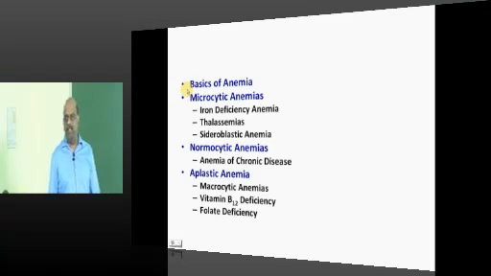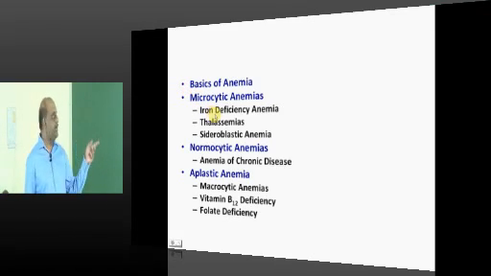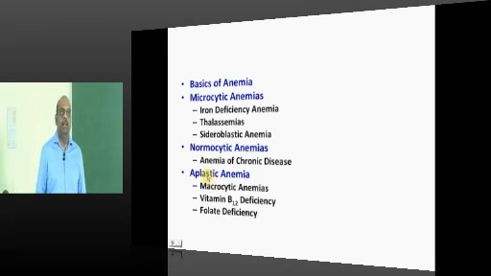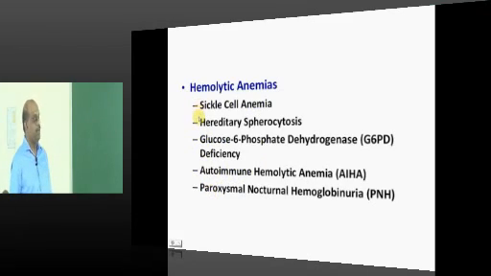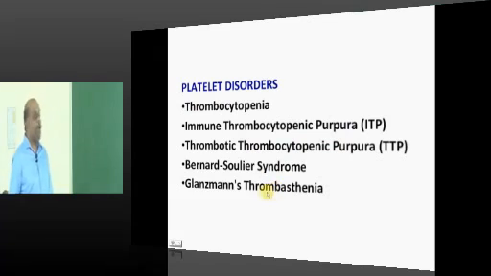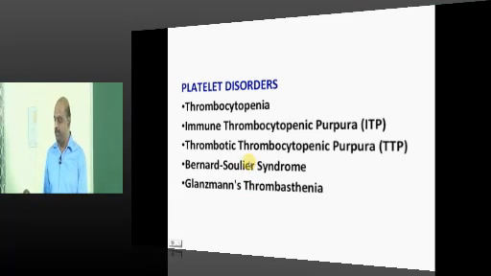We are going to review the basics of anemia, then microcytic anemias, normocytic anemias and aplastic anemia, then macrocytic anemias, hemolytic anemias. In that we will be reviewing sickle cell, hereditary spherocytosis, G6PD deficiency, autoimmune hemolytic anemia and PNH. Then we have the platelet disorders after RBCs, in which we will review thrombocytopenia, ITP, TTP, Bernard-Soulier, Glanzmann's thrombasthenia, which are all functional platelet disorders.